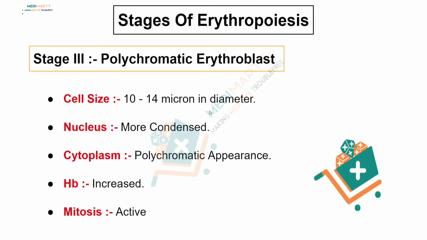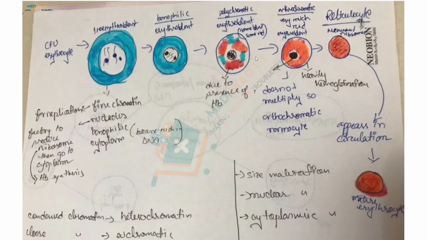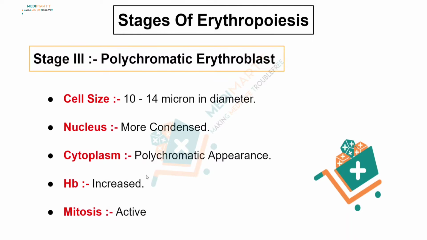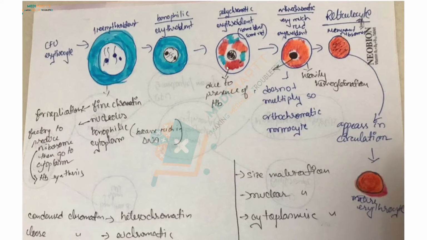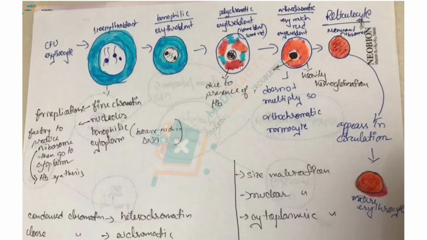First of all, the cell size is 10 to 14 micron in diameter. The nucleus is more condensed. Let's see what that means. This is the nucleus, and in between it is more condensed. Then the cytoplasm has a polychromatic appearance. I already told you that poly means many and chromatic means color, so you can check it out.